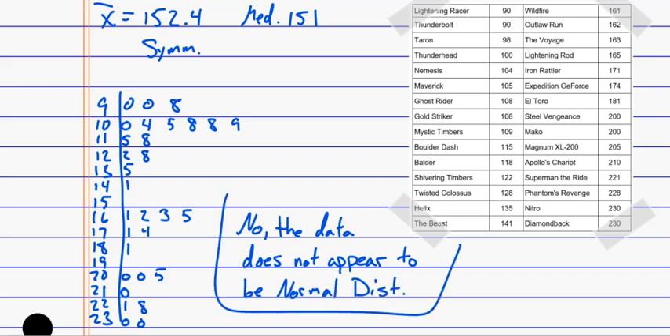Okay? So again, we're checking to see if it meets that special criteria. Is it symmetrical? Does it have that single peak? And does it approximately match the empirical rule? And if so, I suspect that the data is normally distributed.